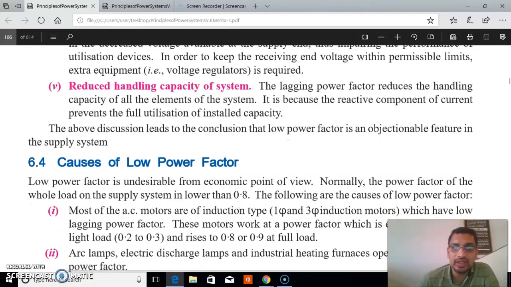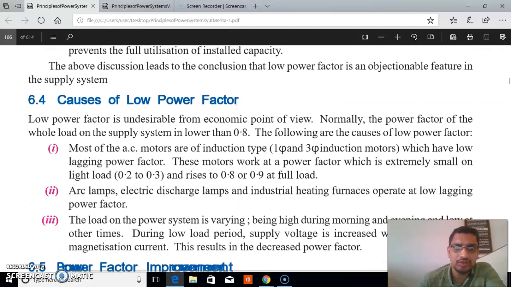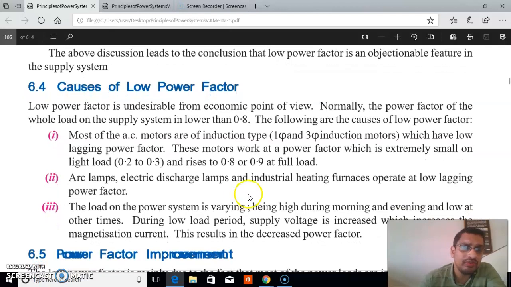Then next we look at the causes of low power factor. Mainly, the cause of low power factor is that most AC motors are inductive in nature. The second one: arc lamps, electric discharge lamps, and industrial heating furnaces operate at low lagging power factor. This is the second reason for a lower power factor.